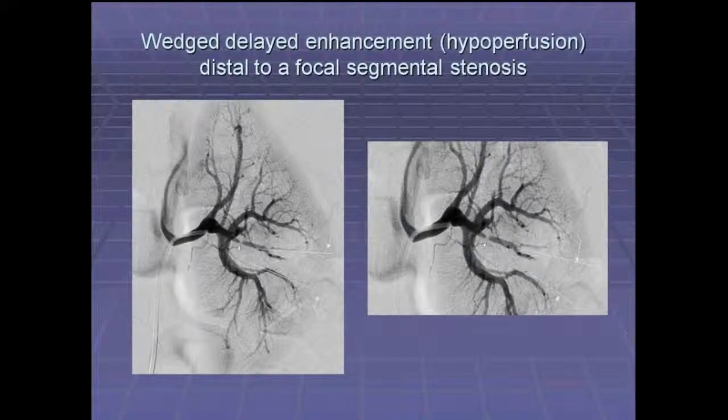So, for example, if we look at this angiogram here in a child, we see wedged delayed enhancement or hypoperfusion distal to an area of focal stenosis. Here we have the radiograph where there's an arrow leading to a focal area of stenosis in a third level branch, whereas everything else is already perfused in the parenchymal phase. You notice that the segment that's perfused by this branch is not perfused as briskly at this point. Thus, hypoperfusion leading to the renin-angiotensin-aldosterone negative feedback system.